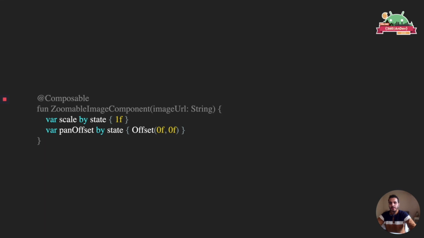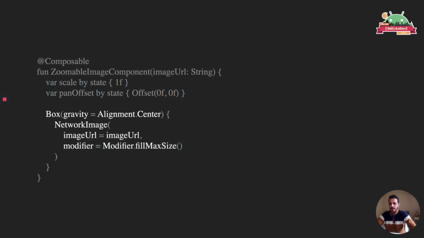Next, we create two state variables. The first one is to store the value of the scale level, and the second one is the pan offset. It's basically the amount of drag that the user has done as they were looking through the image. Next, we make use of the box composable. Now, box is a predefined convenience composable that allows you to apply common draw and layout logic. We pass to it the network image component that we've seen before as well, where we also pass the image URL and add a modifier and ask it to occupy the max size available on that screen.